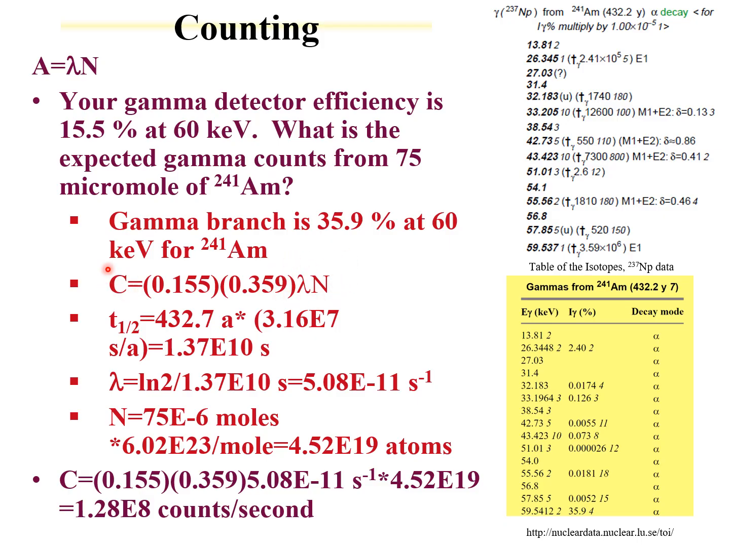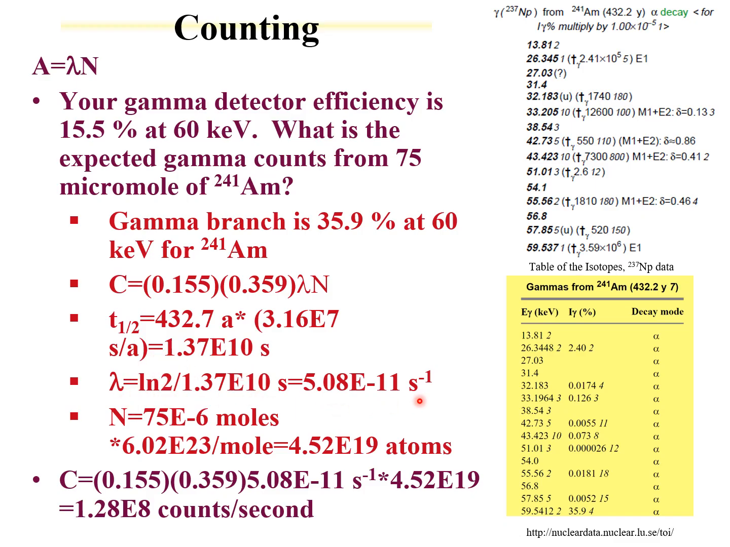I put in my half-life, using the half-life of 432.7 years and normalizing that to seconds, where there's 3.16 times 10 to the 7th seconds per year, you get a half-life of 1.37 times 10 to the 10th seconds. I get the seconds because remember I said the half-life needs to be in the same unit. It's given to you in years. I need to convert it to seconds. I use this seconds half-life to get the decay constant.